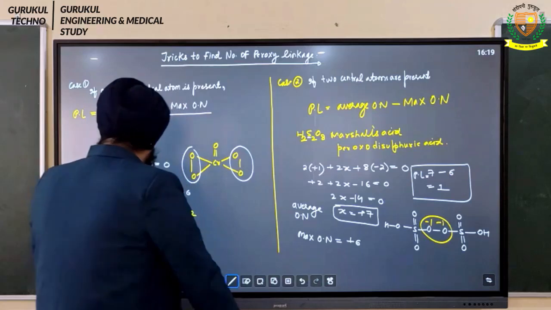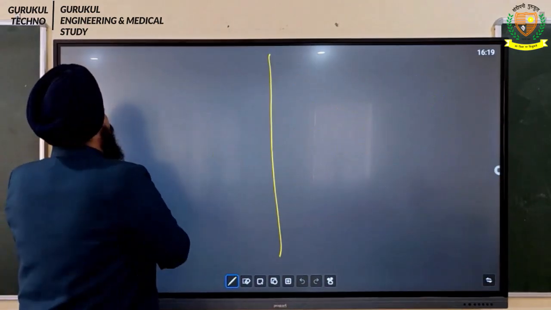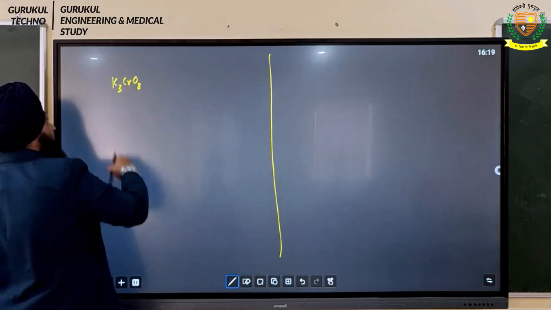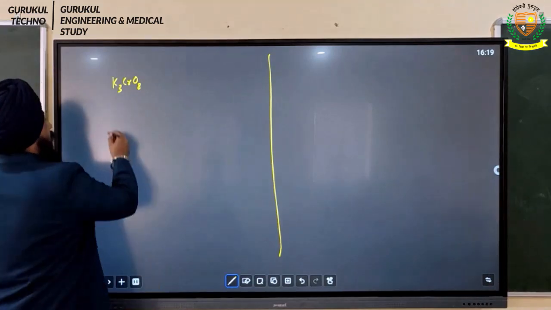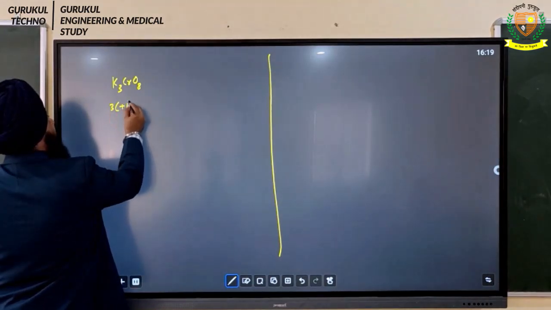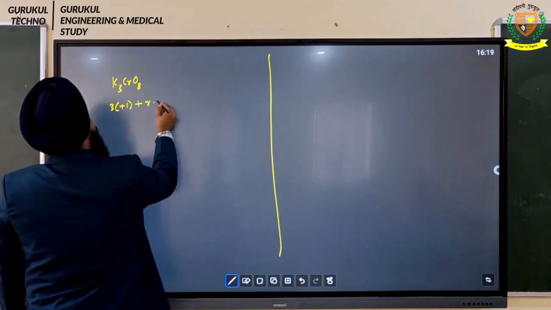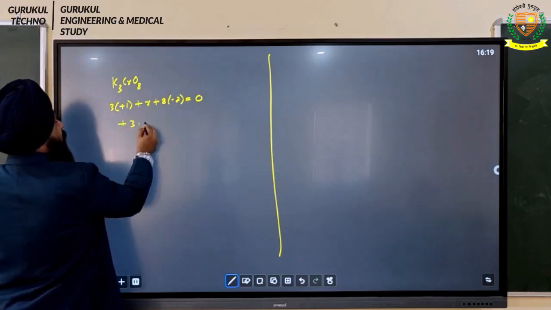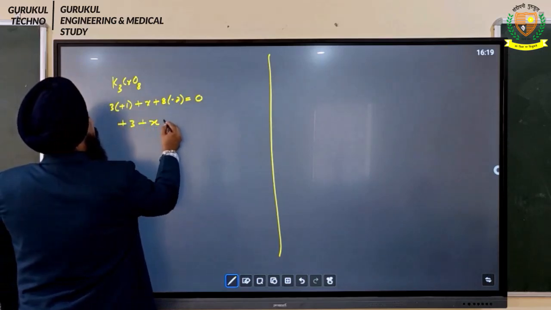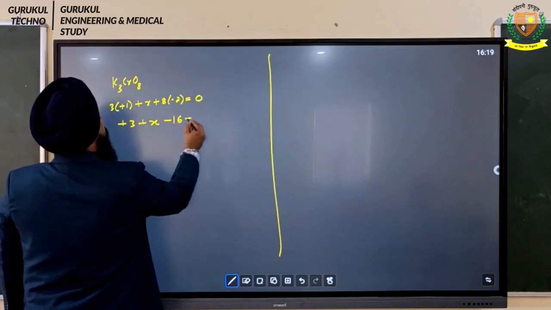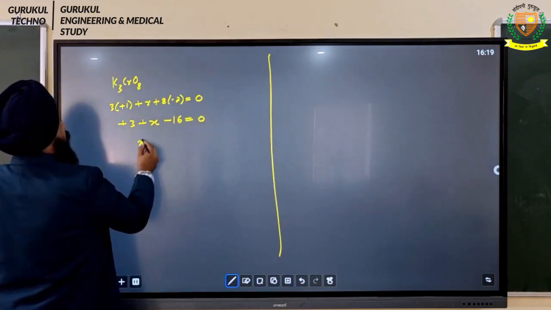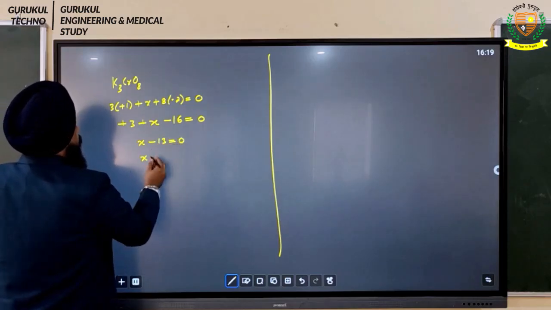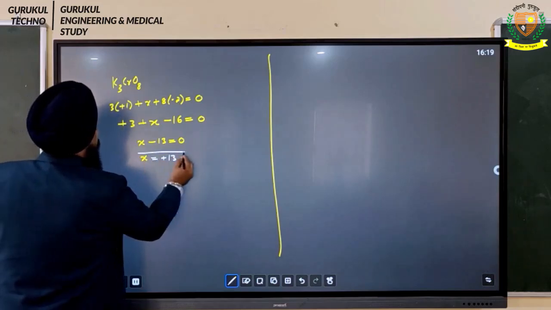One more example we will take. So students, here the example is going to be K3CrO8. For this we will say 3 into plus 1, here again we will write X, here 8 into minus 2 is minus 16, equal to 0. So it is plus 3 plus X minus 16 equal to 0. So X is going to be plus 13, students.